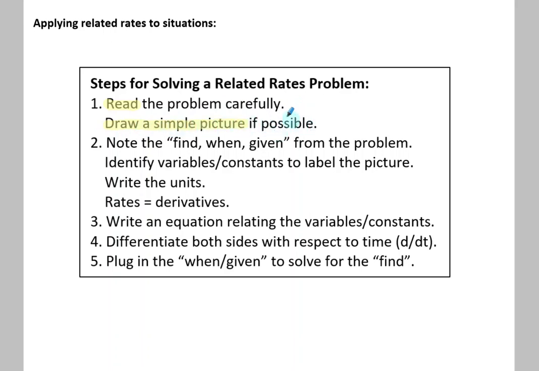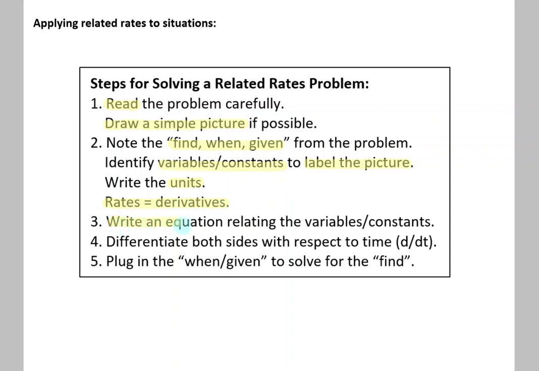You don't want anything very artistic, creative, just something simple that might show the shape that's going on in the scenario. 2, note things like the find and when and given. I'll explain what that is as we go through problems. From the problem, identify any variables or constants and label the picture with those. The more we have labeled in the picture, the less we have to deal with the words. Write the units as much as we can. And remember that when we see the word rate, we want to think derivative. Rates equal derivatives.